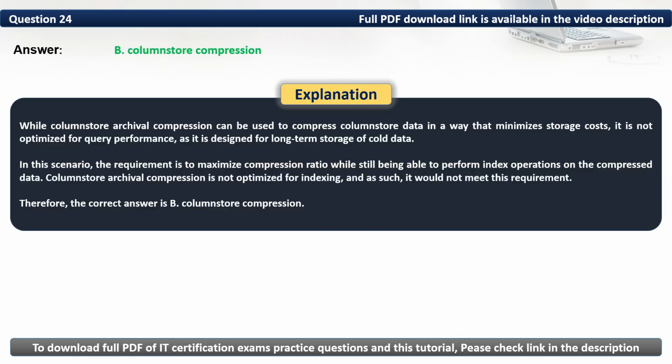While column store archival compression can be used to compress column store data in a way that minimizes storage costs, it is not optimized for query performance as it is designed for long-term storage of cold data. In this scenario, the requirement is to maximize compression ratio while still being able to perform index operations on the compressed data. Column store archival compression is not optimized for indexing and as such it would not meet this requirement. Therefore, the correct answer is B, column store compression.